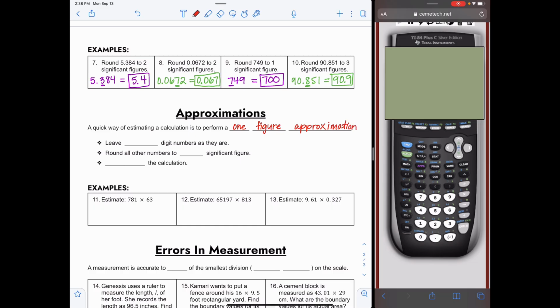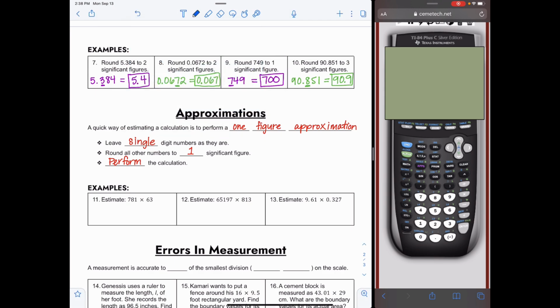All right, the first thing that you want to do is you want to leave the single digits as they are. You're not going to mess with the single digits. Then what you're going to do is you're going to round all of your other numbers to 1 significant figure, and then you can perform the calculation. So let's do 3 quick examples.